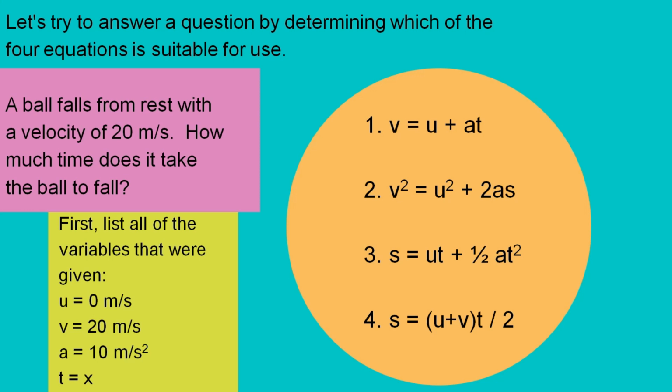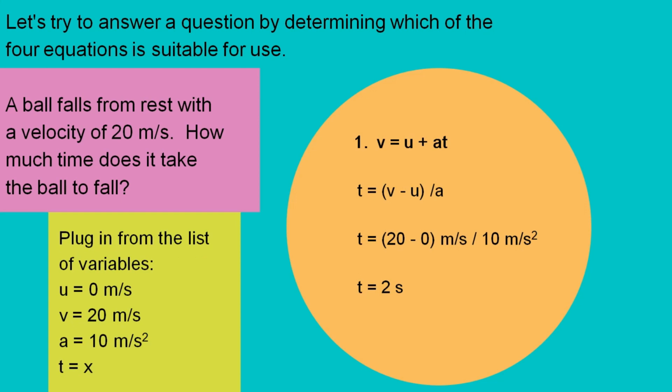All of the variables listed tell us that we're going to use number 1, V is equal to U plus AT. With a little bit of transposition, we have T is equal to V minus U all over A. 20 minus 0 divided by 10 will give us 2 seconds.